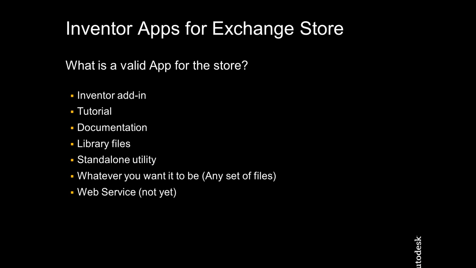So the last thing we wanted to talk about is how you can create apps that can be placed online on the Inventor Exchange Store. So the first thing you may wonder is, what is a valid app for the store? Well, this might be multiple things. An Inventor add-in, obviously, but as well it could be some tutorial or documentation file, some library that corresponds to an existing application, a standalone utility based on Apprentice, for example, or actually whatever set of files you want it to be. And we think about providing the ability to put web services, not now but in the future.